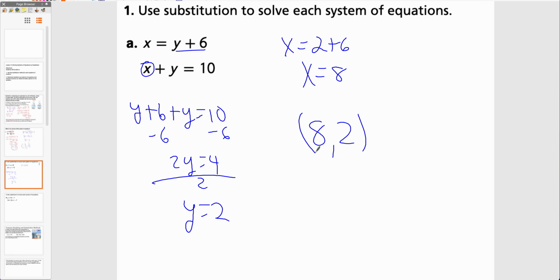And you can tell, this one's easy to see, if I had chosen to substitute into the second equation, would I have gotten the same answer? Yeah. Put a 2 in for y, 8 plus 2 equals 10. So either way, you get the correct answer. Okay? We good so far? Yes. All right.